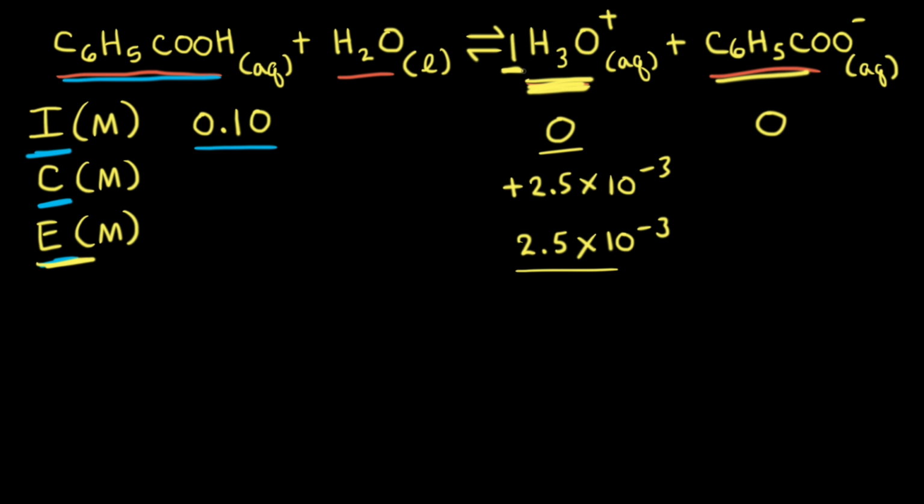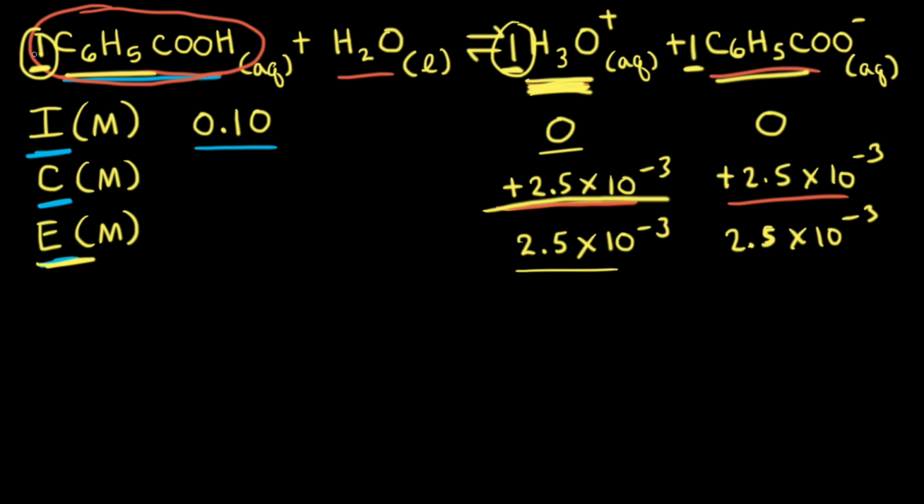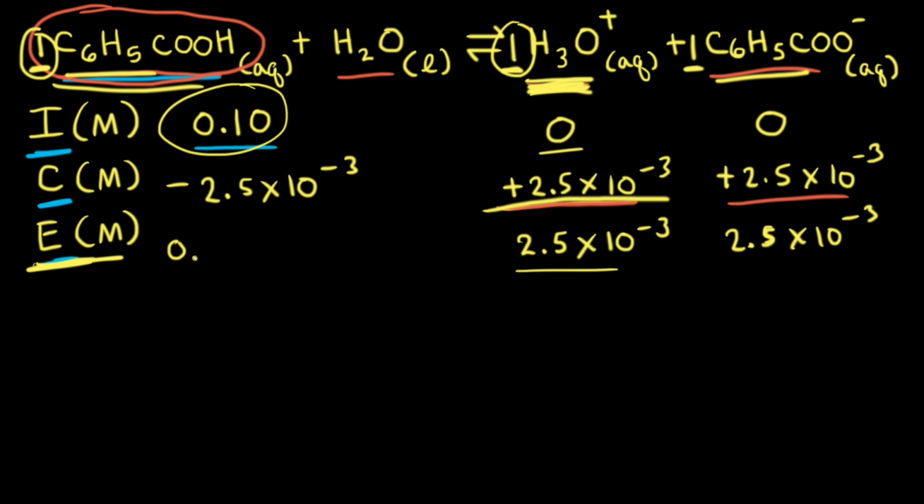And looking at the mole ratio of hydronium ion to benzoate, it's a 1-to-1 mole ratio. So if hydronium ion increased by 2.5 times 10 to the negative third, so did the benzoate anion. So I can go ahead and write here plus 2.5 times 10 to the negative third, which means the equilibrium concentration of benzoate anion would also be 2.5 times 10 to the negative third. Since we saw an increase in the concentration of hydronium ion and benzoate, that increase in the concentration of the products came from the ionization of our weak acid. In the balanced equation, there's a 1 in front of benzoic acid. So if we write plus 2.5 times 10 to the negative third for hydronium, and it's a 1-to-1 mole ratio from hydronium to benzoic acid, we would have to write minus 2.5 times 10 to the negative third, since we lost some of the benzoic acid when it ionized. Therefore, the equilibrium concentration of benzoic acid would be 0.10 minus 2.5 times 10 to the negative third.